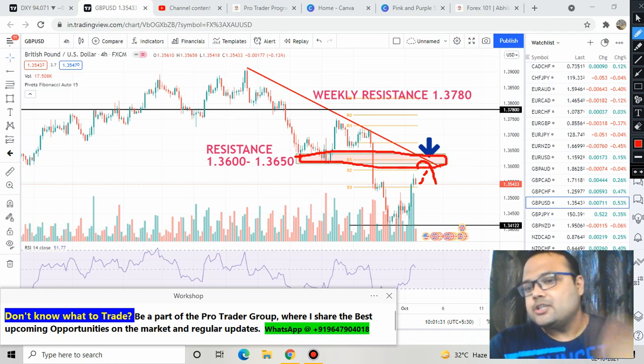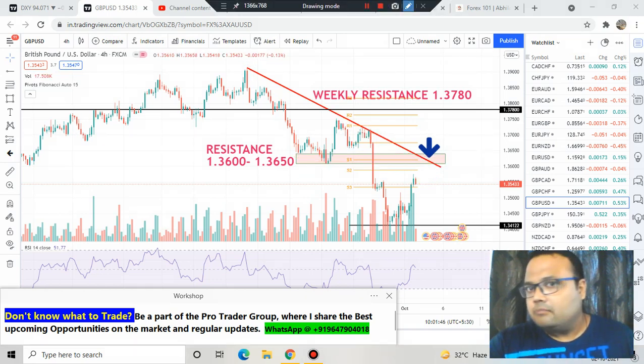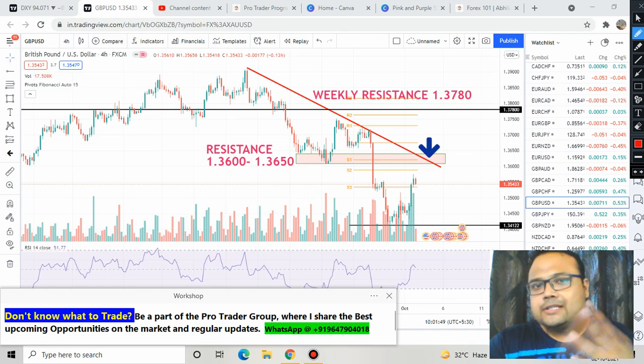Plus, in addition, we also have this trend line which is also acting as a dynamic resistance for the market. You can see that previously when market was trying to go up, this trend line was there as the resistance. So we can hope that when market will be going up, this trend line will still be acting as a resistance.